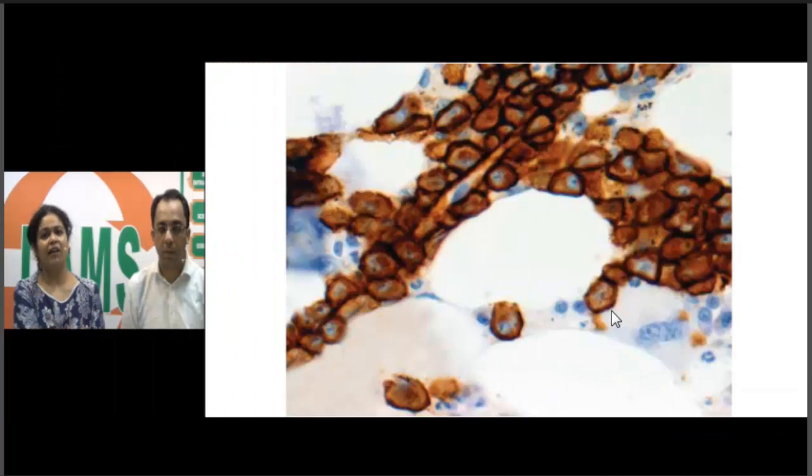And when I do IHC for CD138, it comes positive. You can see beautiful brown color everywhere. So that tells me that this is a plasma cell population. And then I also look for kappa and lambda. If only kappa is present or only lambda is present, that means it's a monoclonal population.